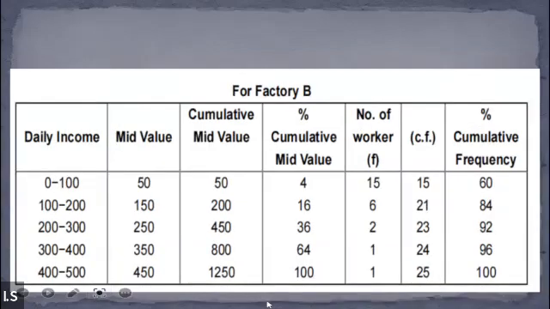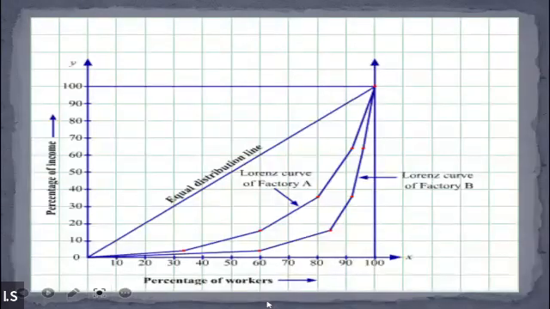And similarly for factory B as well, we will convert the incomes into mid values. Then we will find out the cumulative mid value income. Then we will find out the cumulative percentage of the mid value income. Then we will write down the numbers of the workers, and we will find out the cumulative frequency of the workers, and then we will convert the cumulative workers into cumulative percentage, right? And after preparing this, we will be drawing a graph, and that will look something like this.